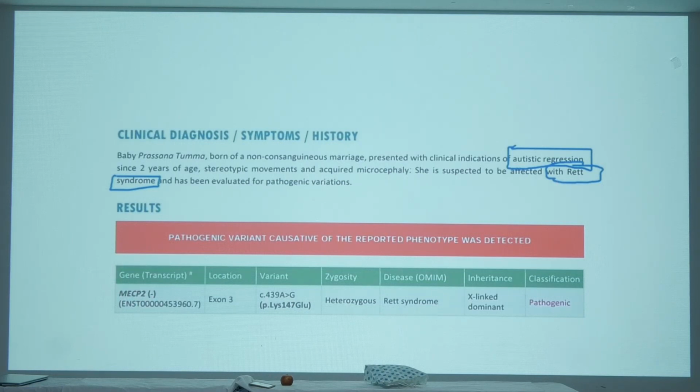So what I want to convey is that in any female child with autistic regression, having stereotypic movements, hand wringing movements, loss of purposeful hand movements, the first diagnosis we should think of is Rett syndrome. Similarly, in any male child having autistic features with some dysmorphic features, the first diagnosis we should think of is Fragile X syndrome. If you want to think of a genetic syndrome, look for Fragile X syndrome.